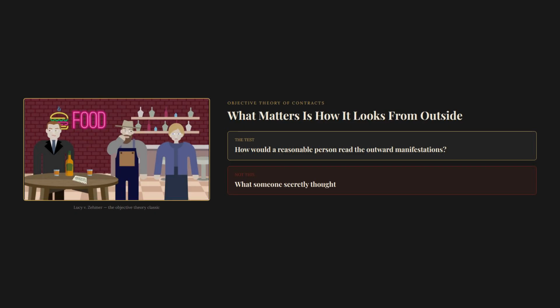Intent is judged objectively, and under the objective theory of contracts, which comes up in the bar prep classic Lucy v. Zehmer, what matters is how a reasonable person would read the outward manifestations of the parties, not what someone secretly thought. So if you act like you're making a deal, you're bound by it.